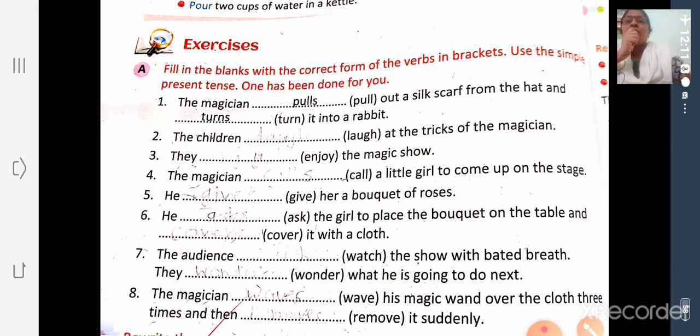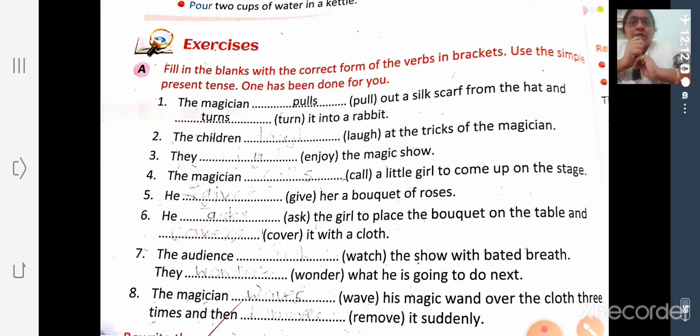Next: the children dash at the tricks of the magician. The children is plural, so we don't have to add s. Just write the base form. The children laugh at the tricks of the magician. Then they dash the magic show. They is plural, so they enjoy the magic show.